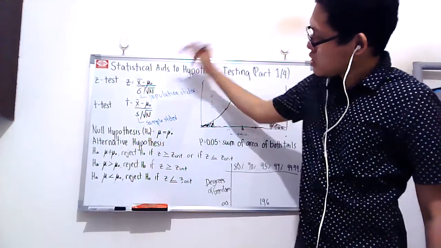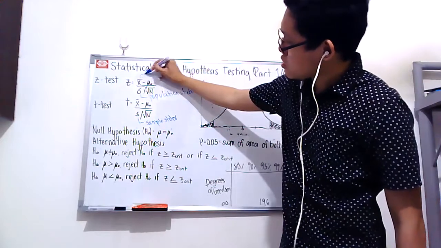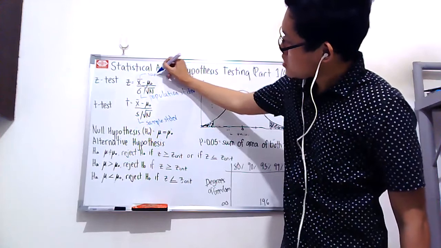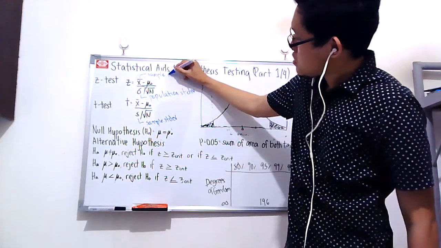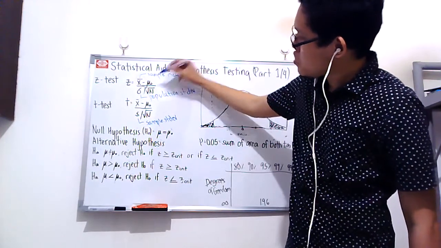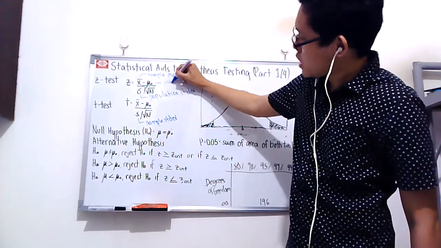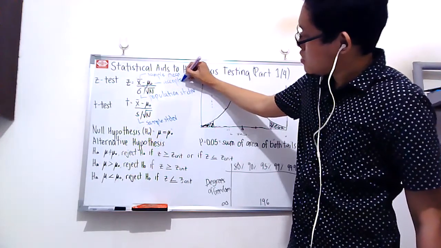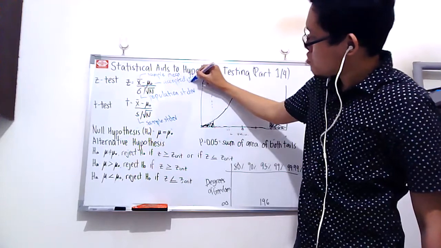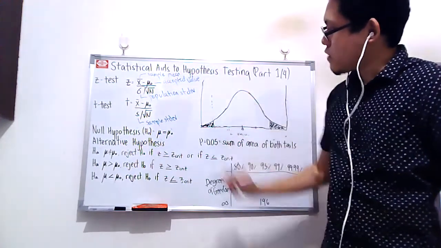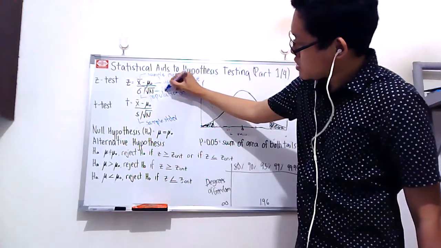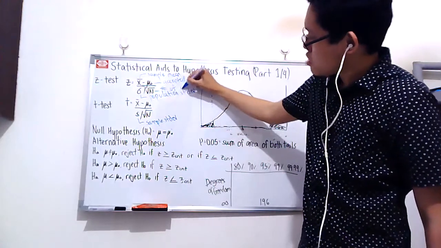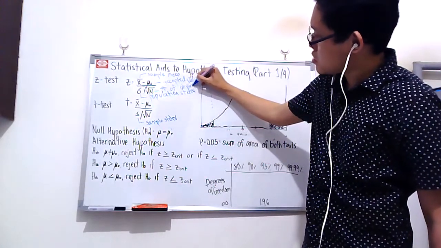And then your X bar is your sample mean, and then your mu naught is your accepted value, and then your n is your number of observations.